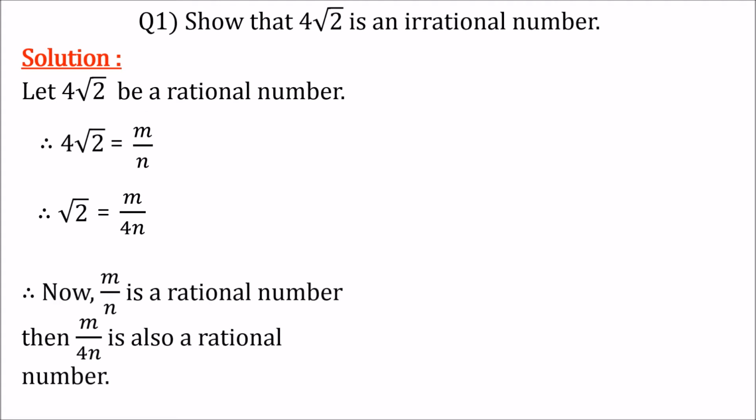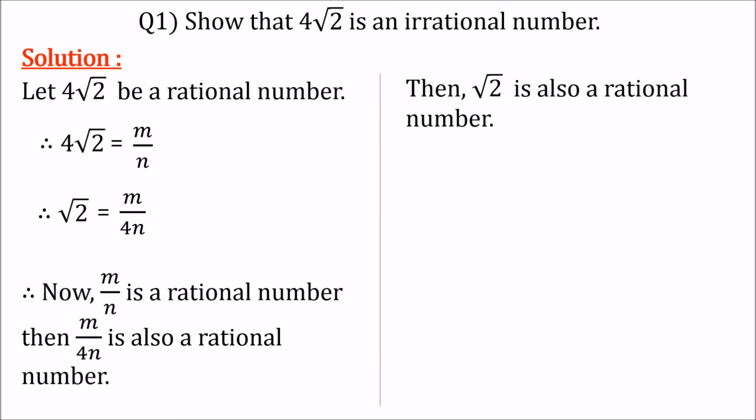Okay, so now if m upon n is a rational number, then m upon 4n is also a rational number. Just now I gave you an example: if you multiply m upon n with 1 upon 4, you will get m upon 4n. So when you multiply a rational with a rational, you will get a rational number.